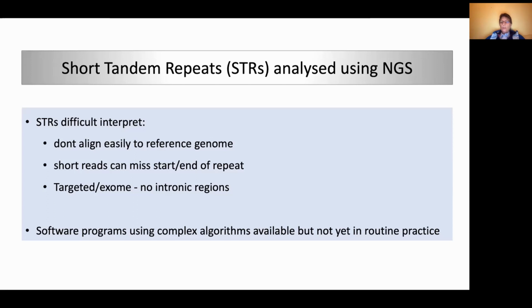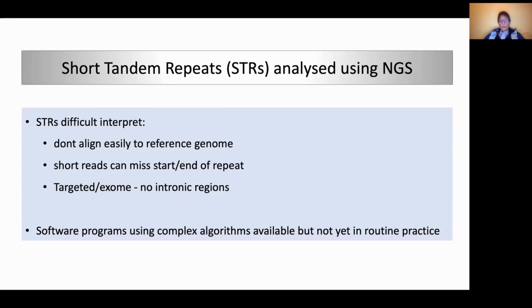And when you're using short read sequencing, if the repeat is bigger than the actual length of the read, you won't be able to tell at all. In addition, if you are looking at targeted or exome capture, then it won't have intronic regions. And as you've heard, for example, with Friedreich's, this is an intronic repeat, so it's not going to be captured using this sequencing. Now, there are software programs that are being used.